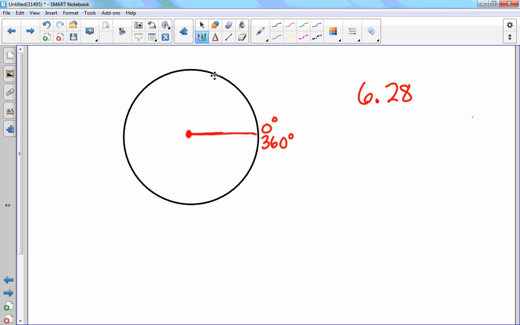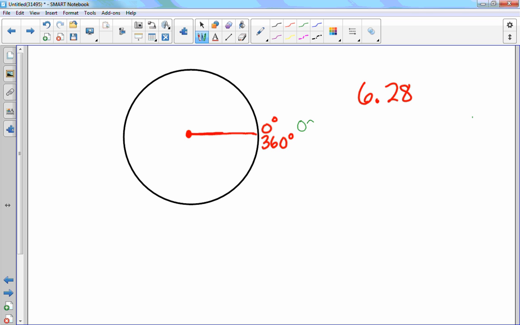6.28, okay? No matter which circle you have, if you take the radius and perfectly bend it around the circle, not loosely like I was just doing, it will wrap around the circle exactly 6.28 times. 6.28 looks familiar? It's 3.14 times 2. So it takes 2 pi's to go around.